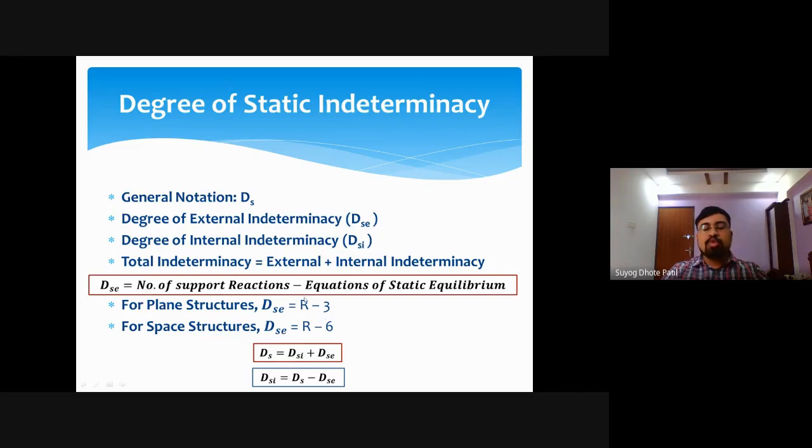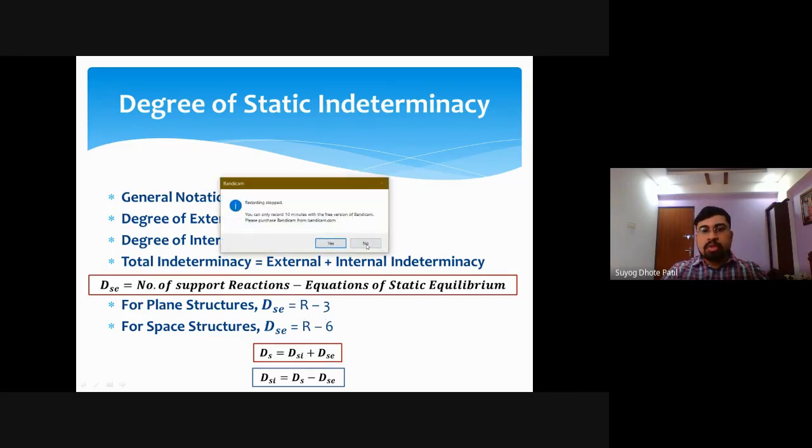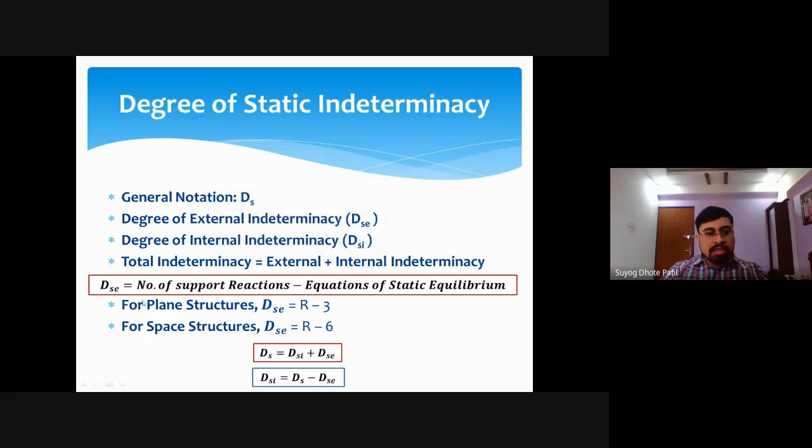So simply, for plane structure D_SE can be calculated by support reactions minus 3, and for space structure it is R minus 6. Now this is written in words as a shortcut of this: D_S is equal to D_SI plus D_SE. Now internal indeterminacy D_SI can be found out by total D_S minus D_SE. If we do so, we can get this D_SI.